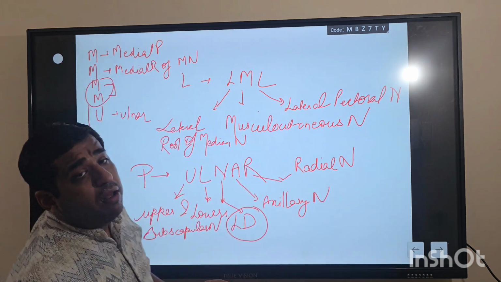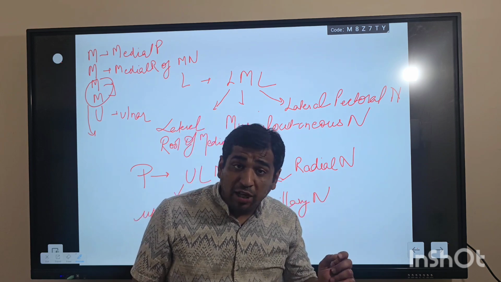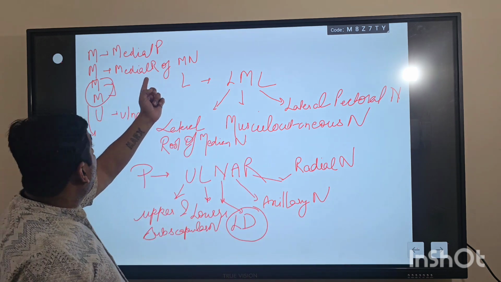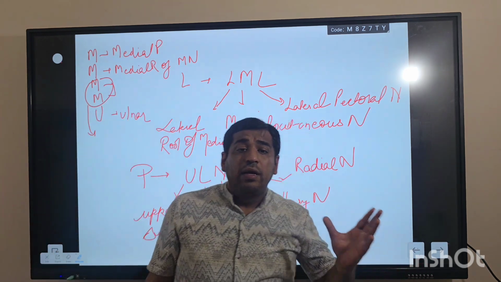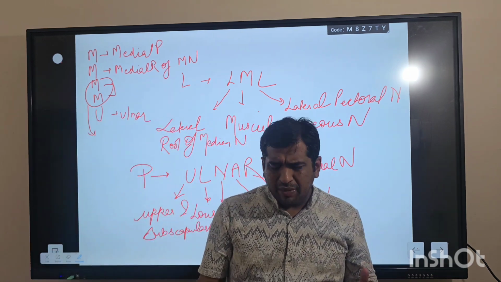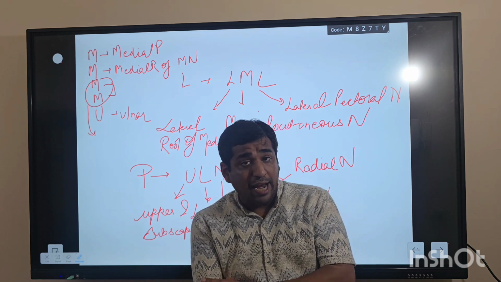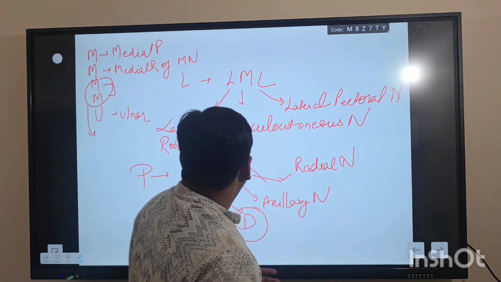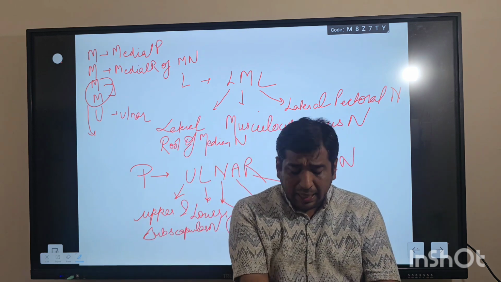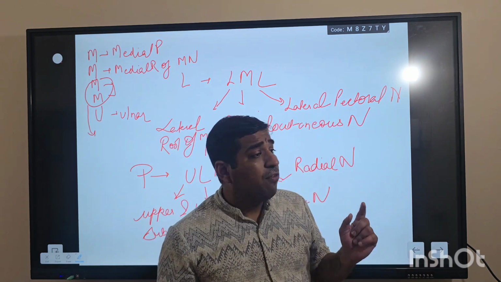Then we have the medial pectoral nerve. The medial pectoral nerve supplies pectoralis major and pectoralis minor. And we have the medial root of median nerve. The medial root of median nerve combines with the lateral root of median nerve to form the median nerve. We all know the median nerve supplies muscles of the hand and the lateral side of the forearm. Okay. So then we have the ulnar nerve. The ulnar nerve also supplies the medial half, medial, not half actually. It is only 1.5 muscles.